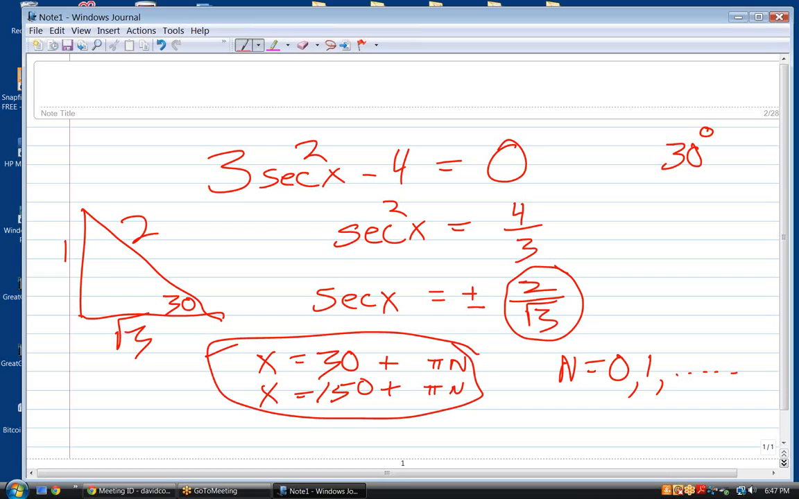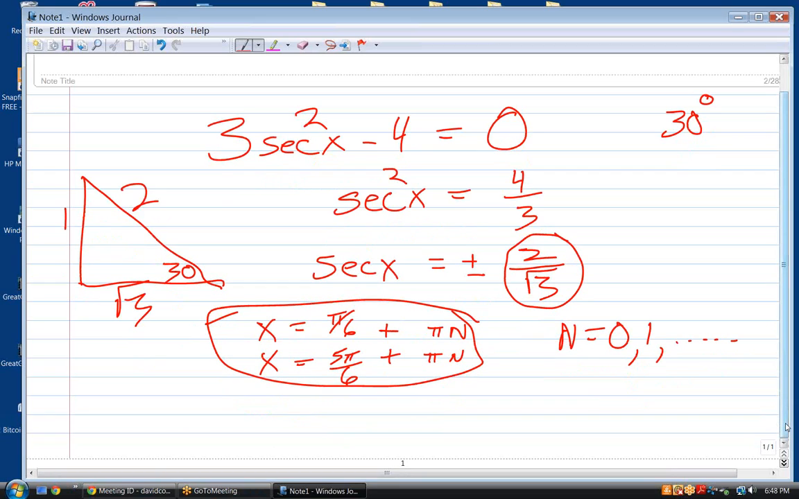Assuming they want it in degrees. They may want it in radians, especially since I put pi there. So it probably makes a little more sense to have pi over 6 and 5 pi over 6, plus pi n, yeah. Okay.